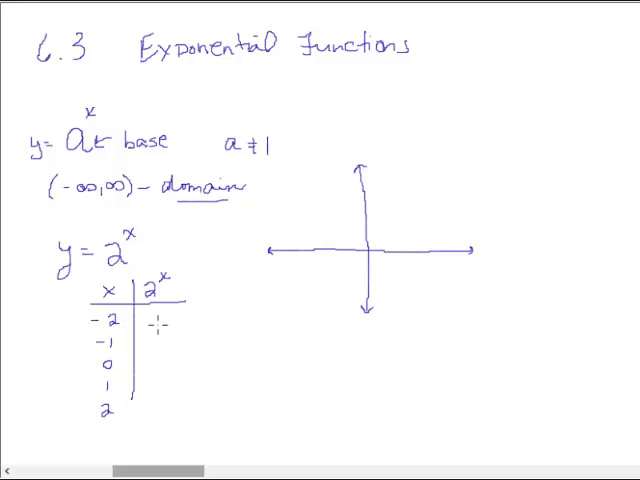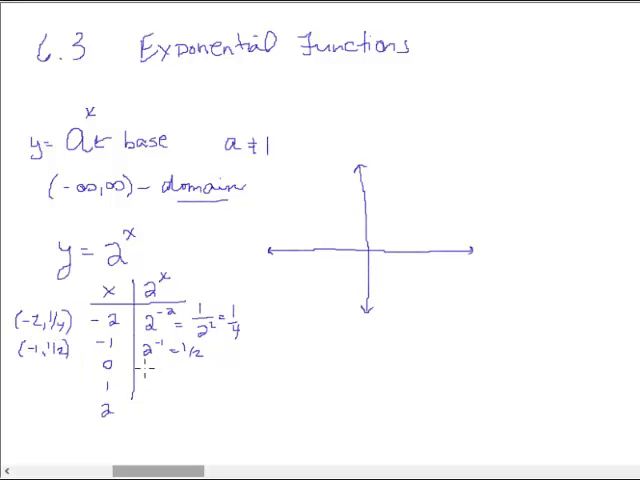If x equals -2, we have 2 to the -2. Remember what a negative exponent means: 2 to the -2 is 1 over 2 squared, or 1/4. So that gives me the point -2, 1/4. When x equals -1, we would have 2 to the -1, which again would be 1/2. So that gives me the point -1, 1/2.